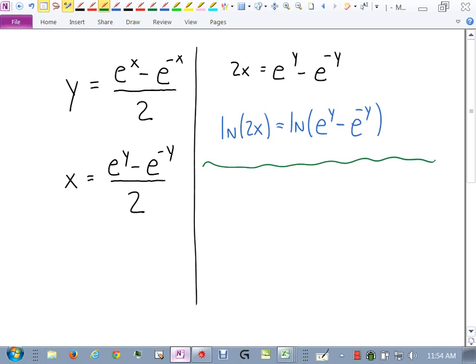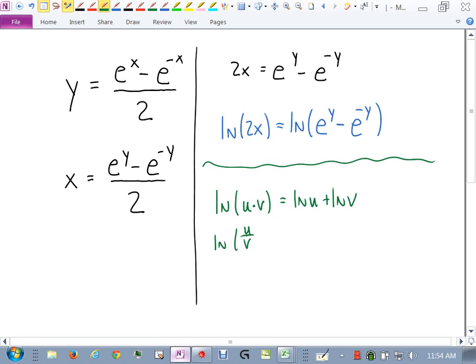Careful. I know it's all in there, but here are the log properties. Natural log of u times v is natural log of u plus natural log of v. Natural log of u divided by v is natural log u minus natural log v. Natural log of u plus v does not have a formula, or minus. It doesn't have a formula where you can break it down. So you cannot pass a natural log through.